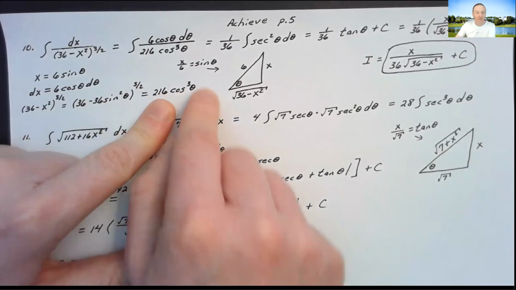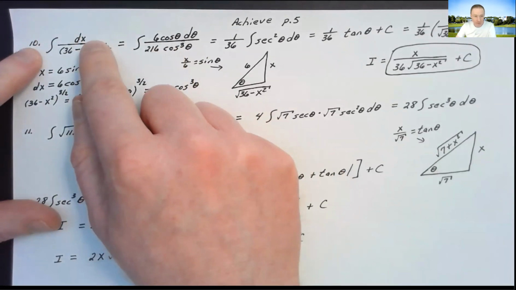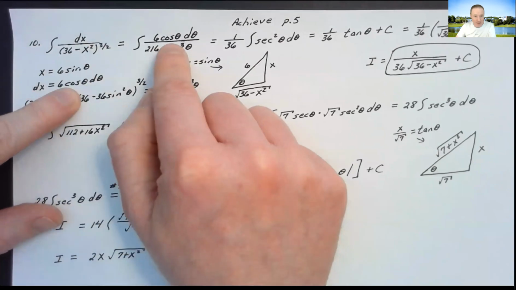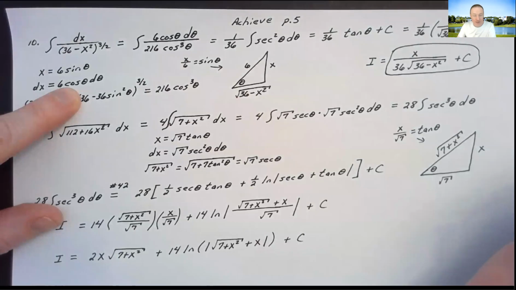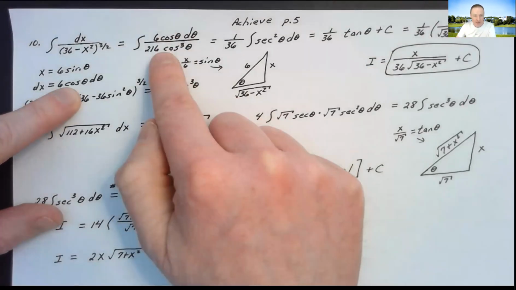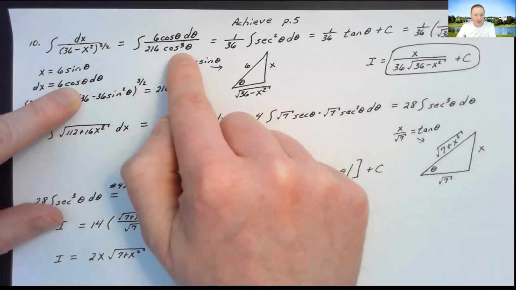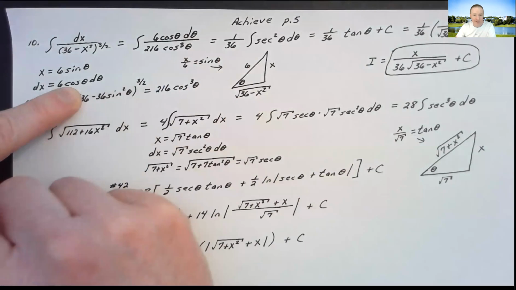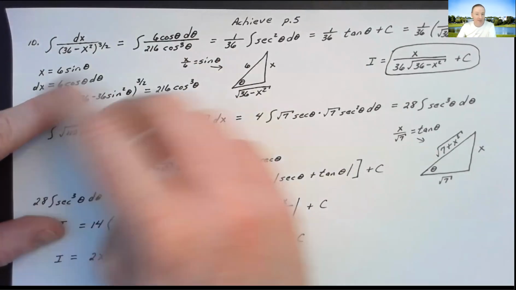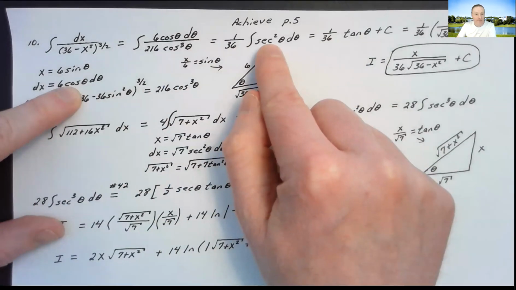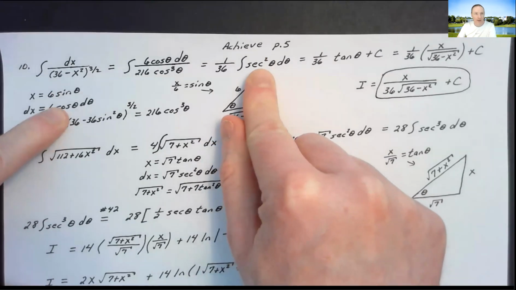Now, once you get that beautiful denominator taken care of, you go back to your fraction. Your numerator, the dx, was 6 cosine theta d theta over that denominator of 216 cosine cubed. 6 over 216 will reduce down to 1 over 36. Now, you're going to have a cosine squared left in your denominator. You'll see I didn't write that because cosine squared in the denominator is the same thing as secant squared in the numerator. That makes it far easier to work with.